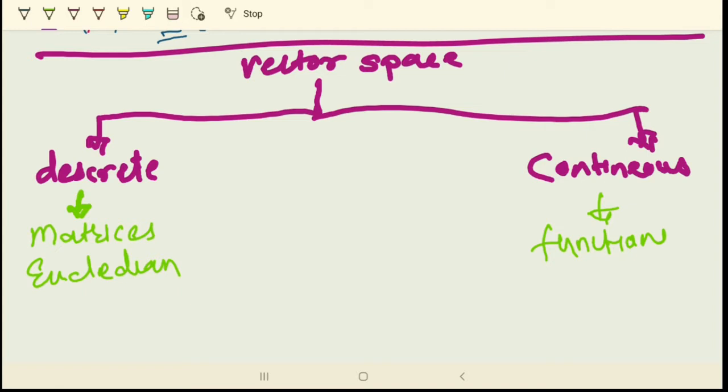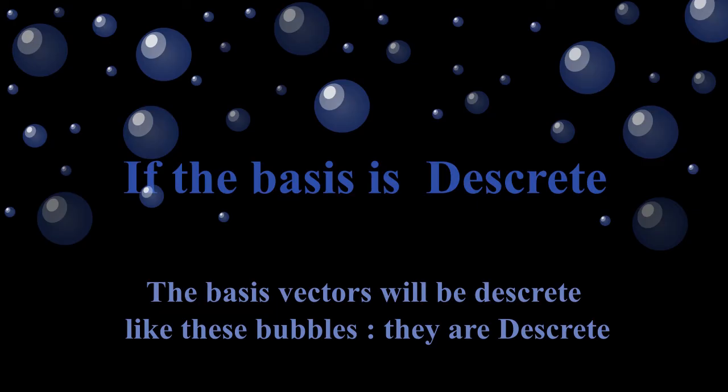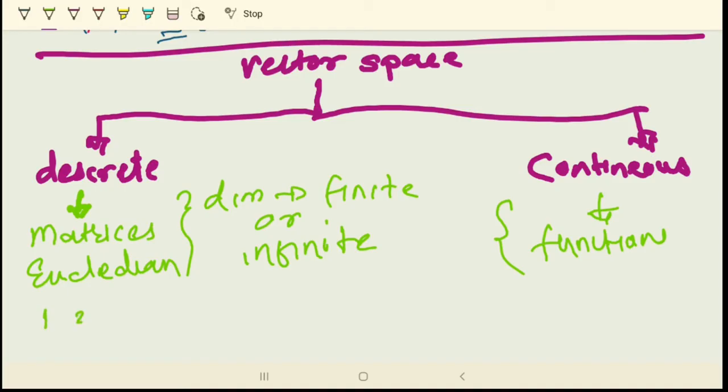Now please note that in some discrete vector spaces, the dimension of these vector spaces can be finite or infinite, it doesn't matter. So I could have a discrete vector space with infinite dimension, or I could have a continuous vector space with finite dimension. It's not about the dimension of a vector space, it's about how the basis vectors are, whether I can distinguish, I can say that okay, this is my first basis vector, this is my second basis vector, this is my third basis vector, and there is a finite difference between the first basis vector and second basis vector, so they are discrete.